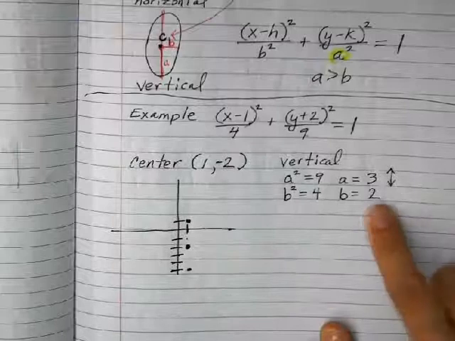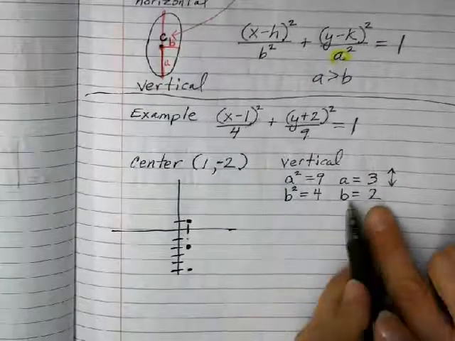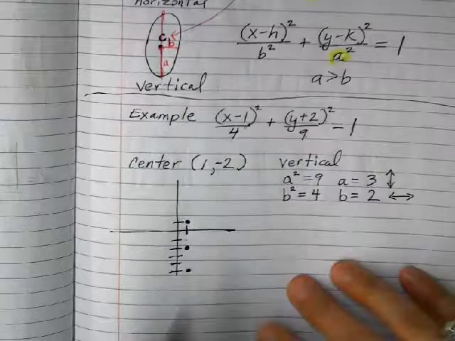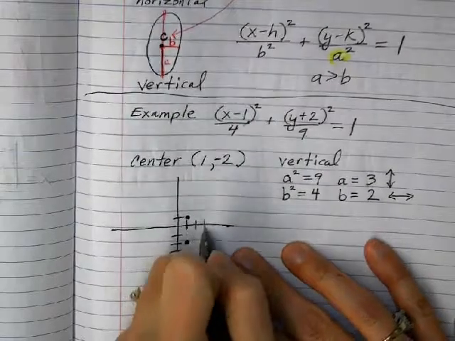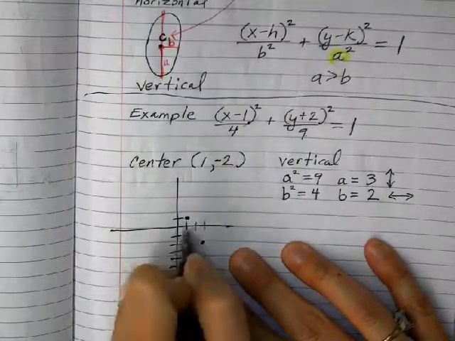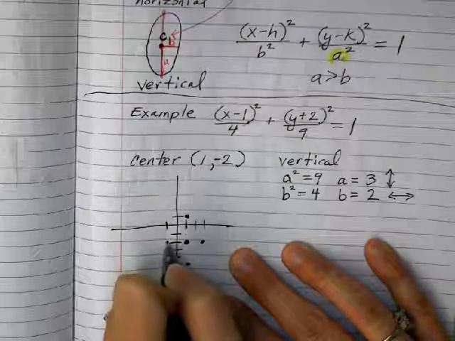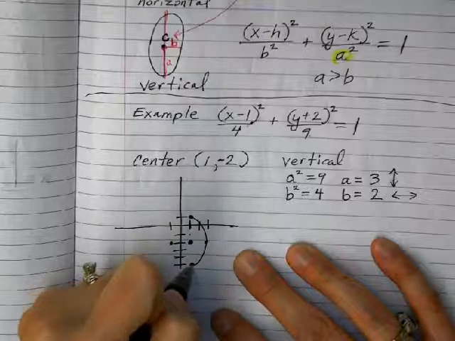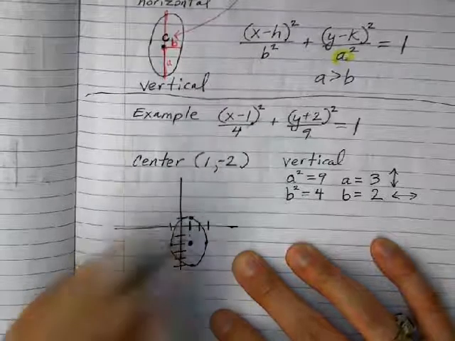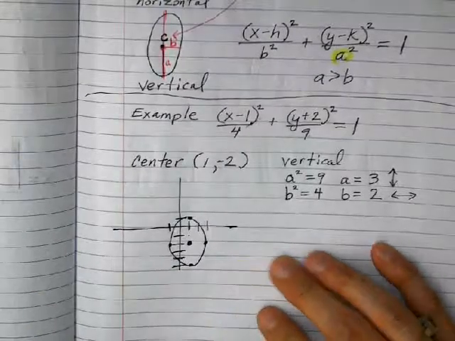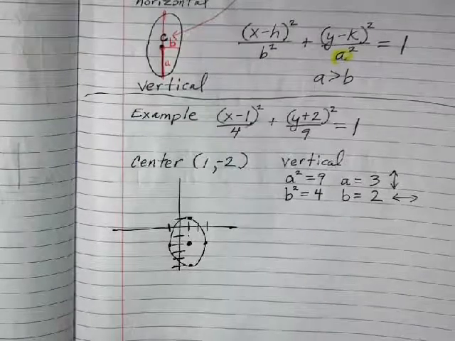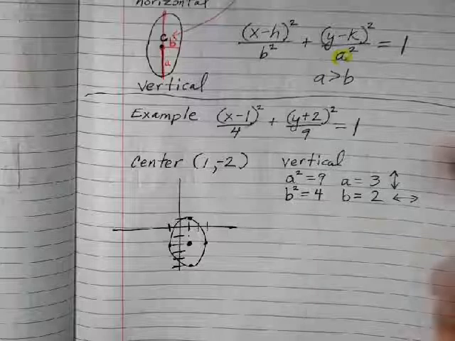And then from the center, if B is 2, you go left 2 and right 2. You go right 2 to there, go left 2, make a dot over here. And then it's kind of like a football oval shape or egg shape. You try to draw it. Obviously, when you do your assignment on the computer, you just pick out which graph is the right one. But I'm doing it by hand here.